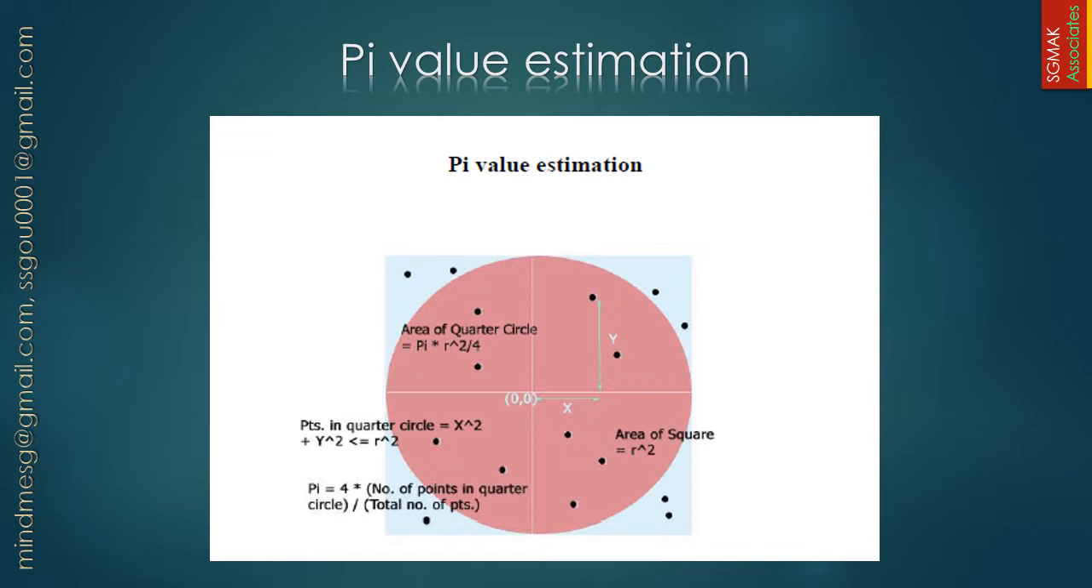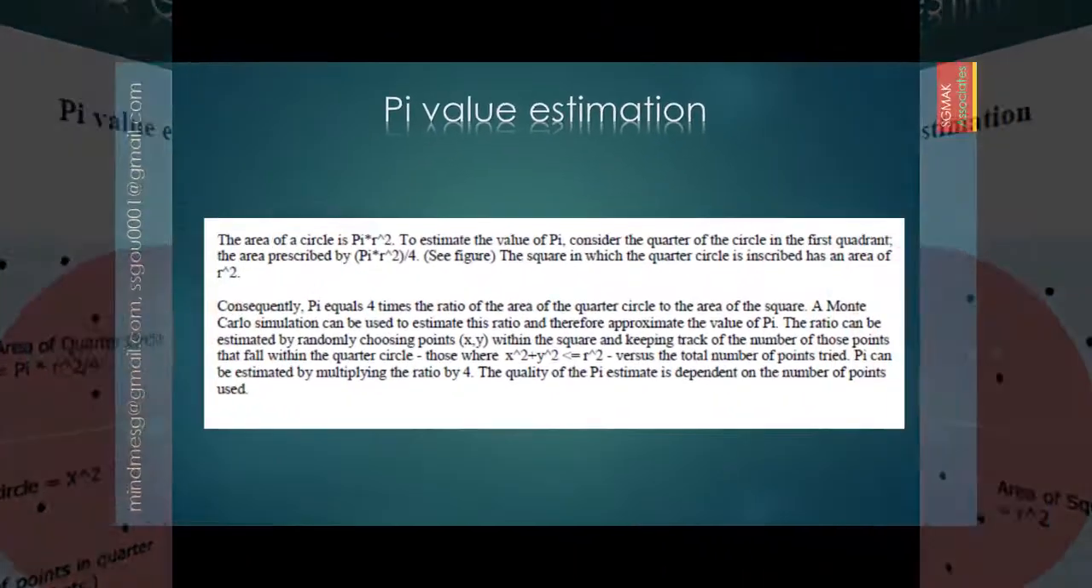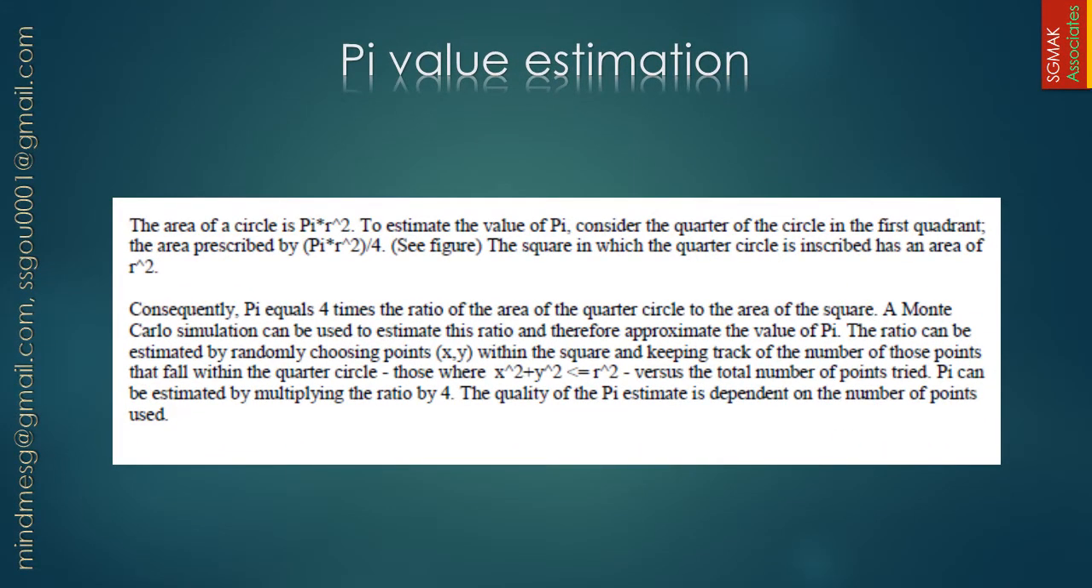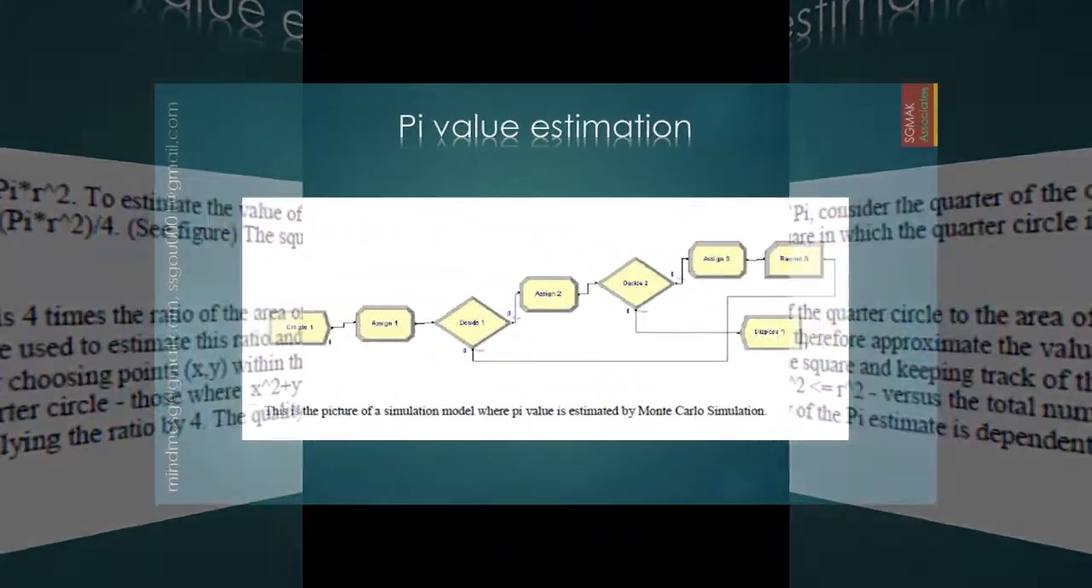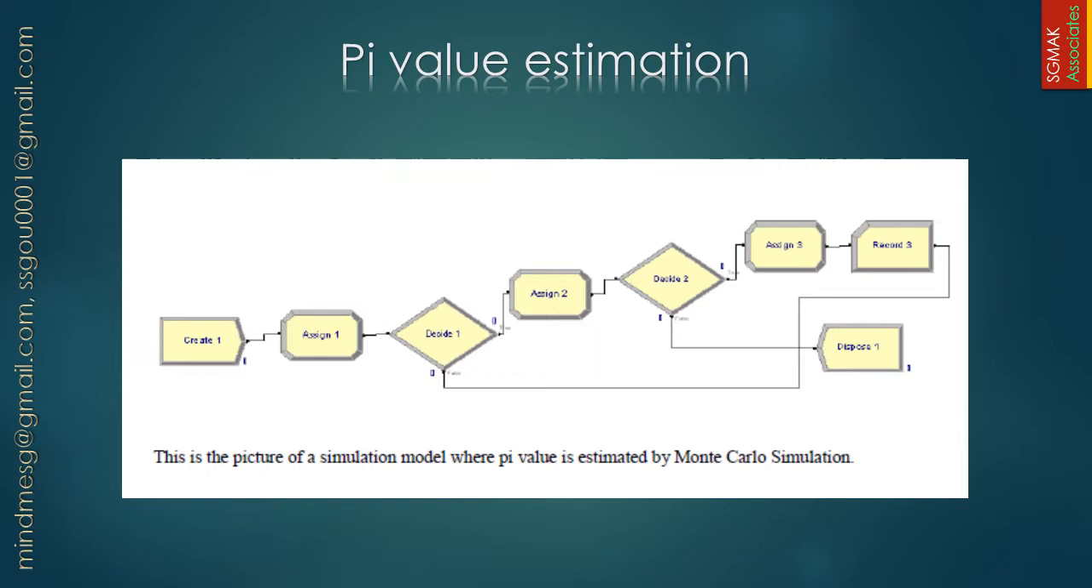This model is an example of a Monte Carlo simulation used to estimate the value of the constant pi. Pi is defined as half of the ratio of the circumference of a circle to its radius. This is an example of Monte Carlo simulation since, unlike a dynamic model, the passage of time plays no role in the model.